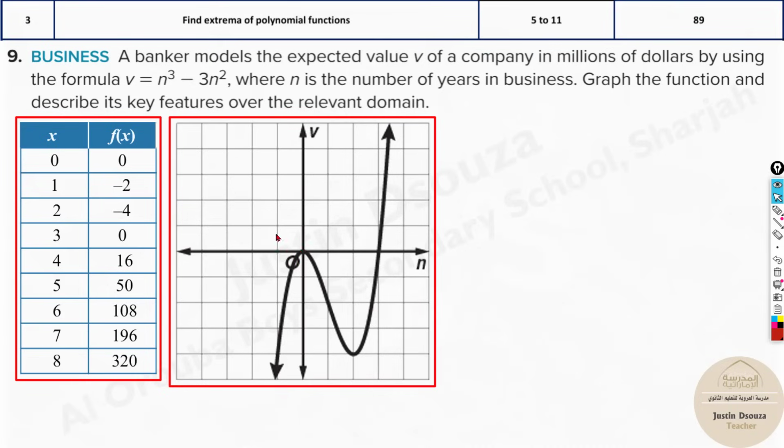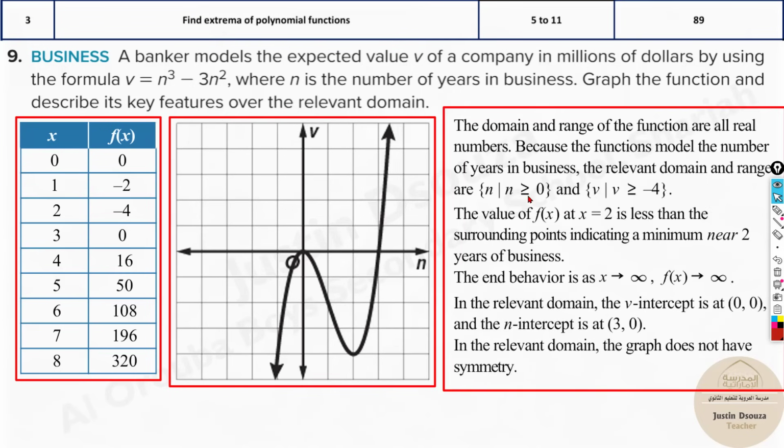It's only from the negative x-axis. It's only from years 0, 1, 2, 3. You can see that in the starting years it was struggling, and then it started increasing its revenue, right? So from here, the domain must be greater than or equal to 0. Why? Because you cannot have negative years. It's from when the business started, the number of years, right?